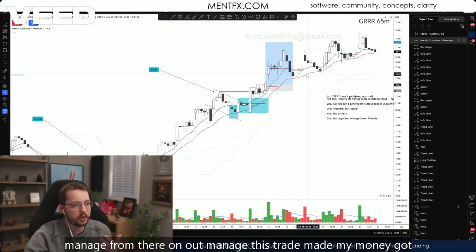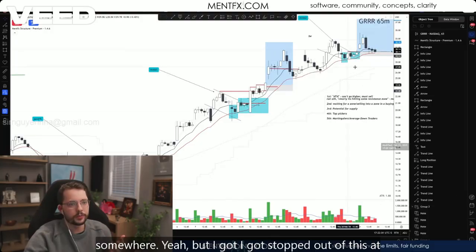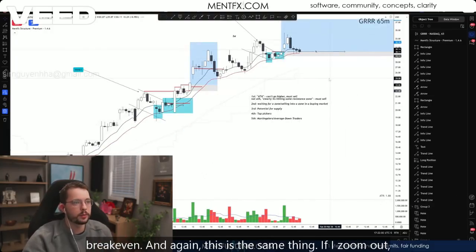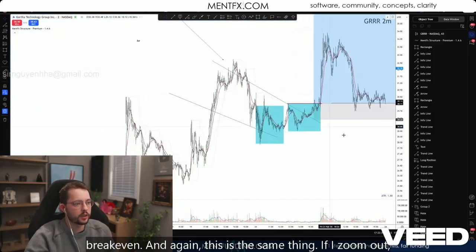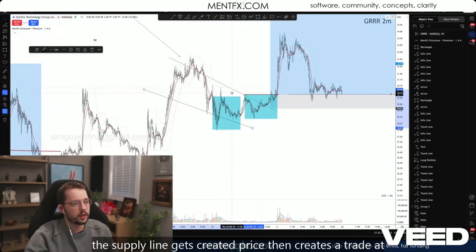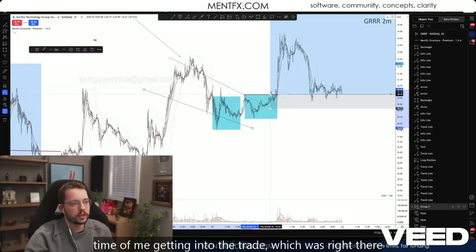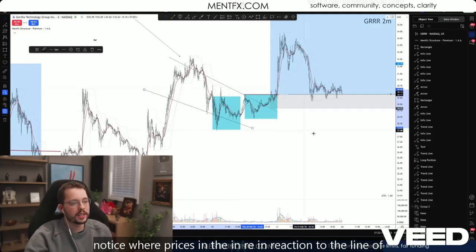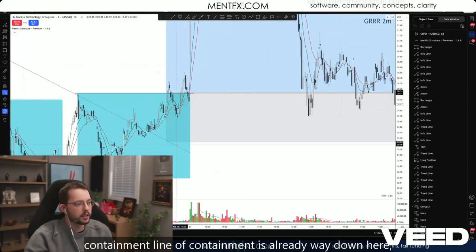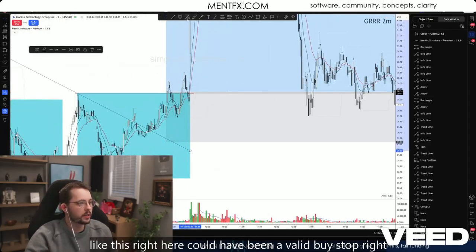I managed this trade, made my money, got out, all is good, and then I traded again over here somewhere. But I got stopped out of this at break even. And again, this is the same thing. If I zoom out, you're going to see the same thing. The line of containment or the supply line gets created. Price then creates a trade at or above through the high of the line of containment. At the time of me getting into the trade, which was right there, notice where price is in reaction to the line of containment. The line of containment is already way down here, but I would have been willing to even buy stop here. This right here could have been a valid buy stop.